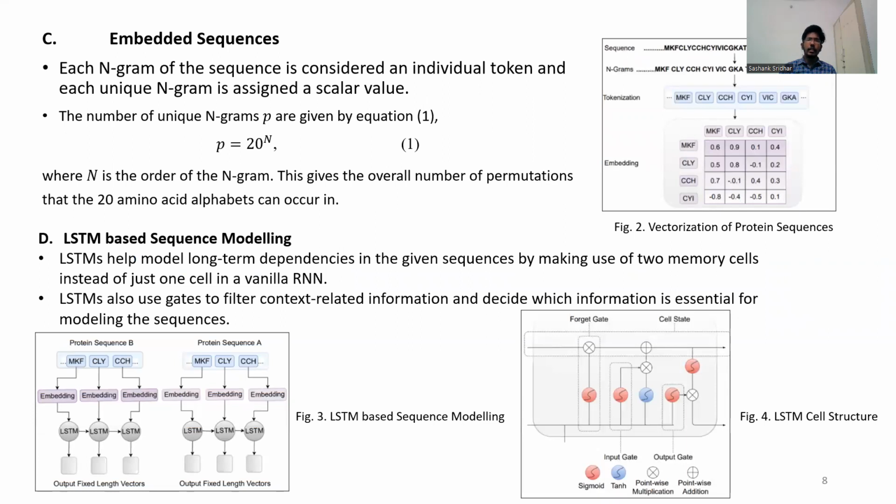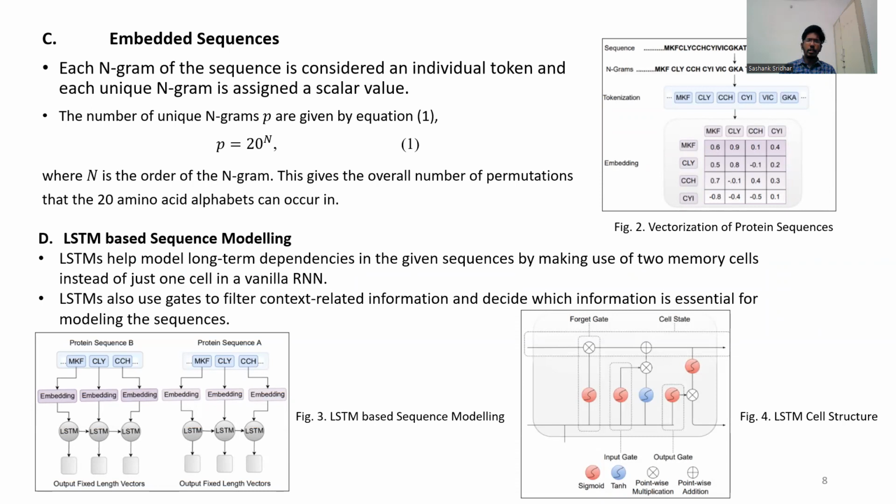Once this is done, the sequences are considered as an individual token, and this is assigned a scalar value. The number of unique N-grams, which is P, is given by the equation P equals 20^N, where N is the order of the N-gram. This gives the total permutations that are present for 20 amino acid alphabets.